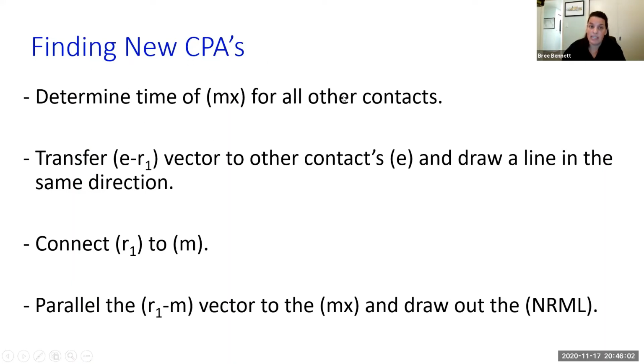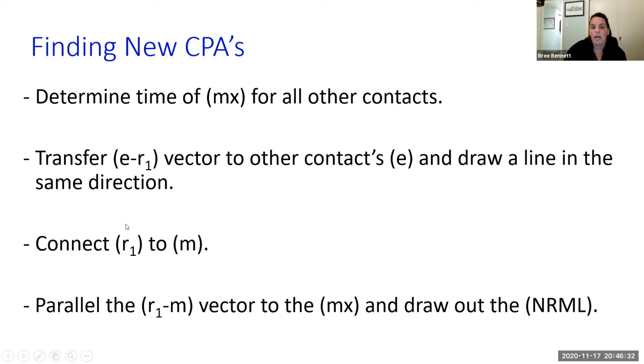So I need to determine the time of the mx and plot it for all of the other targets. Then I need to transfer my e to r prime. So that's that new e to r, whether it's a course change or a speed change. I need to transfer that e to r prime to all of the other contacts' e's. So I'm creating a new triangle on all of the other contacts. And then I'll draw my line.